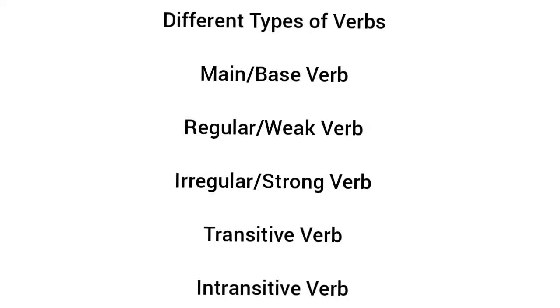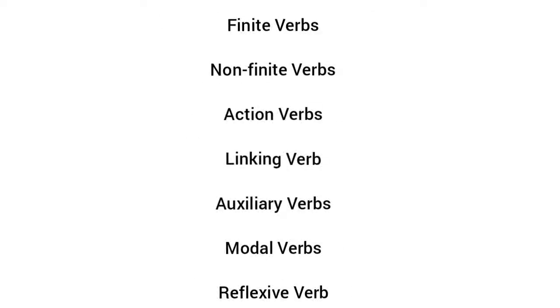Now let us look at the different types of verbs. Well, there are several types of verbs. Main verb or base verb, regular or weak verbs, irregular or strong verbs, transitive verbs, intransitive verbs, finite verbs, non-finite verbs, action verbs, linking verbs, auxiliary verbs, modal verbs. There are so many types of verbs, you see. Now we are not going to go into details about all the verbs, but I'll give you simple and very clear information about verbs that you can look into.